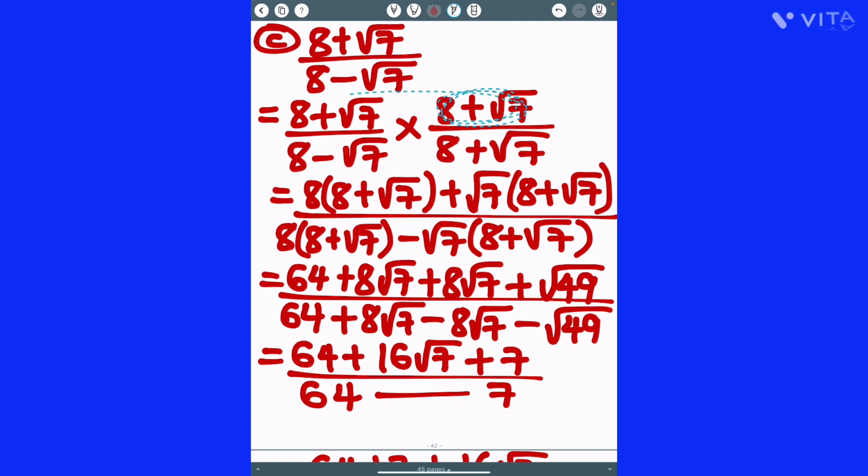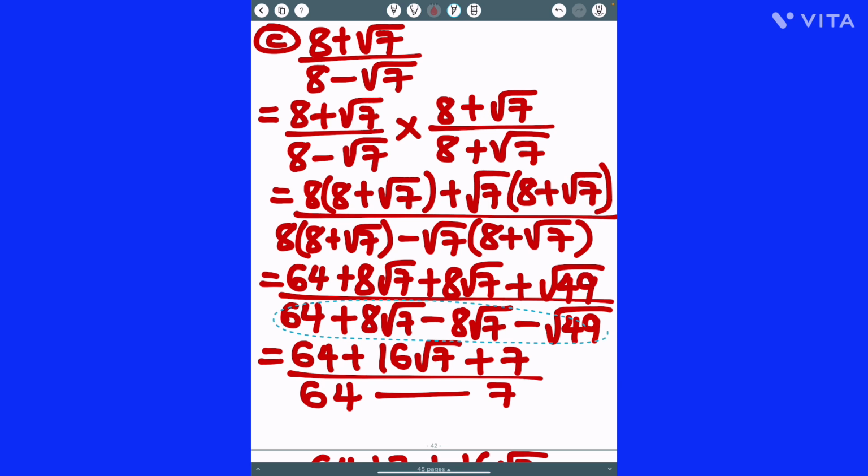So in doing this multiplication of the numerator by 8 plus root 7, I'll get 8 times 8 plus root 7 here. Then go to the next term. That will give me what? Root 7 times 8 plus root 7. So 8 times 8, 64. Each of these: 8 times 8, 64. 8 times root 7, 8 root 7. Root 7 times 8, 8 root 7. Root 7 times root 7, root 49.